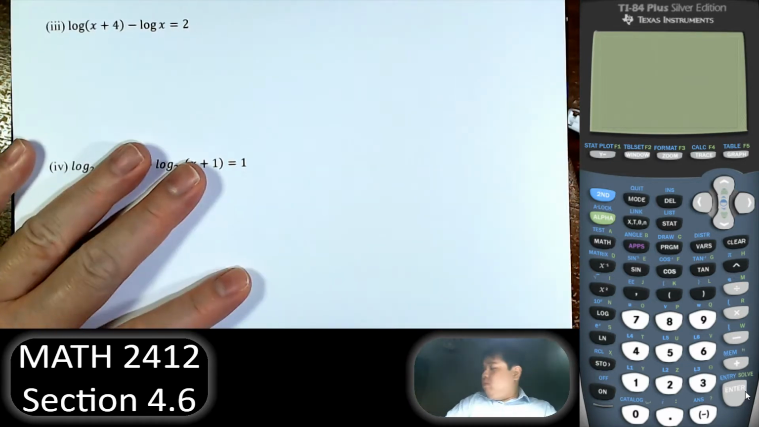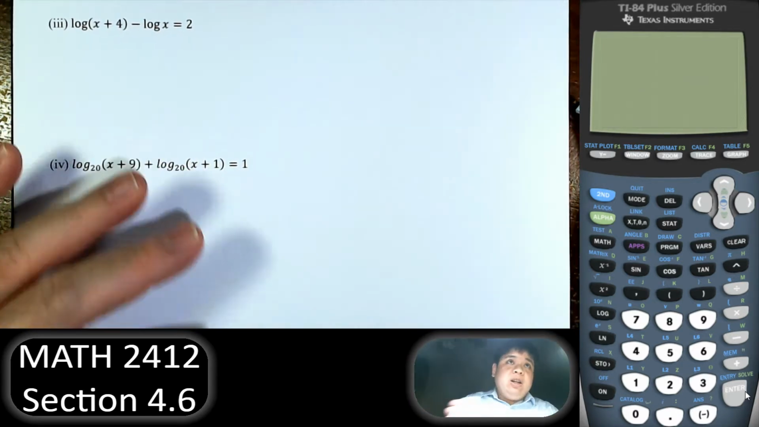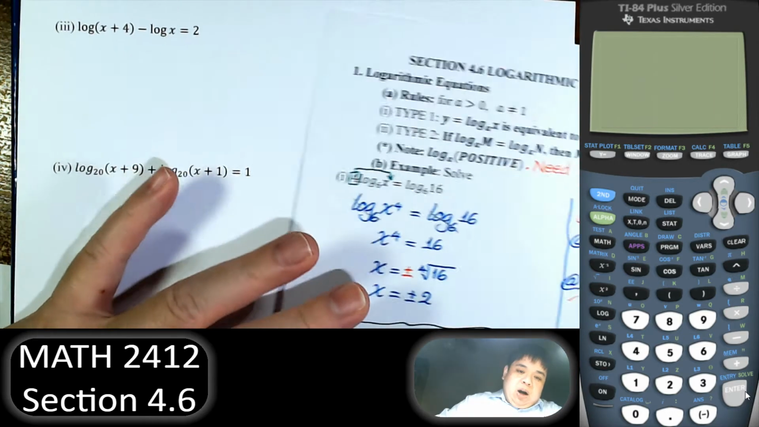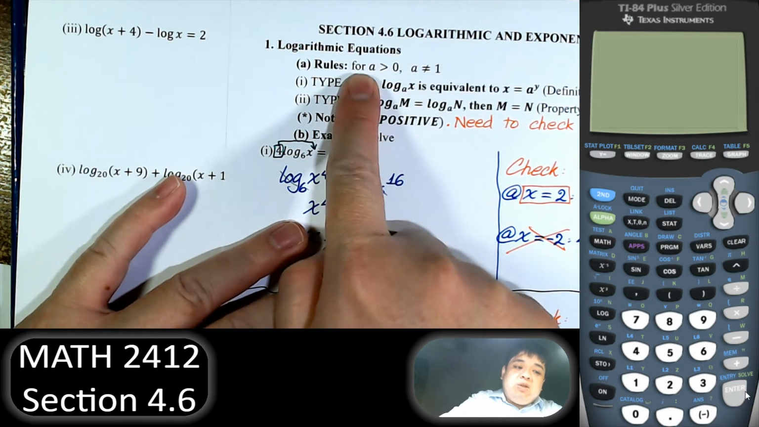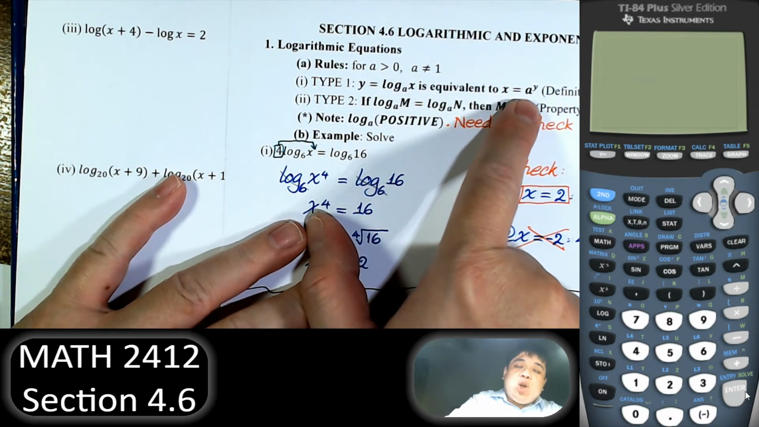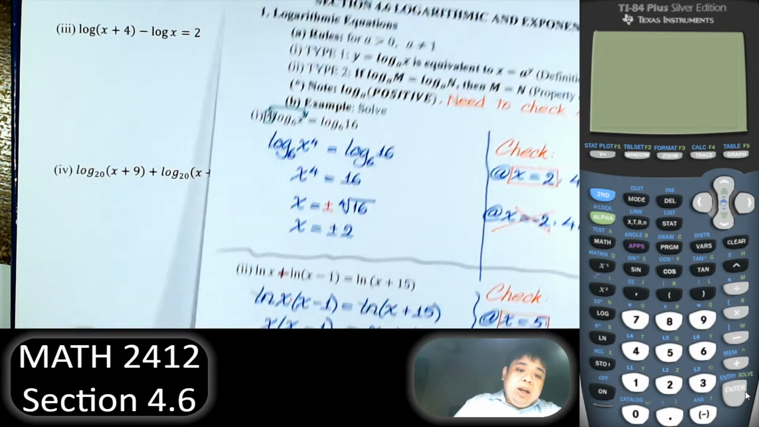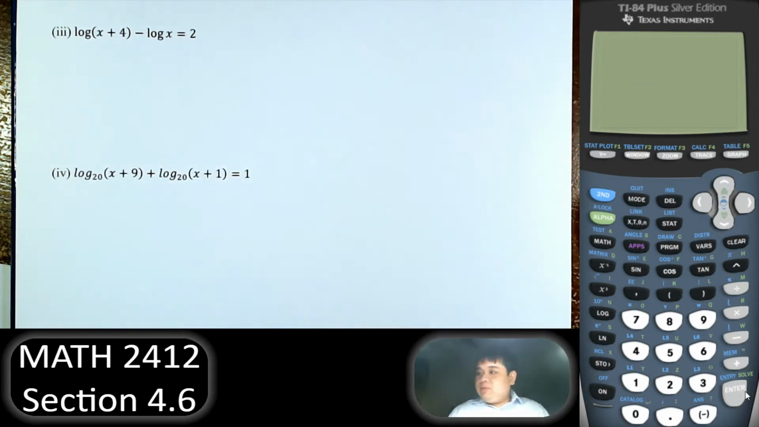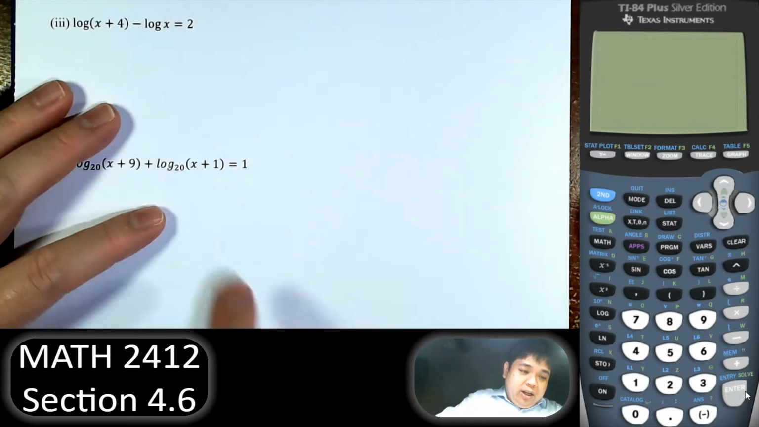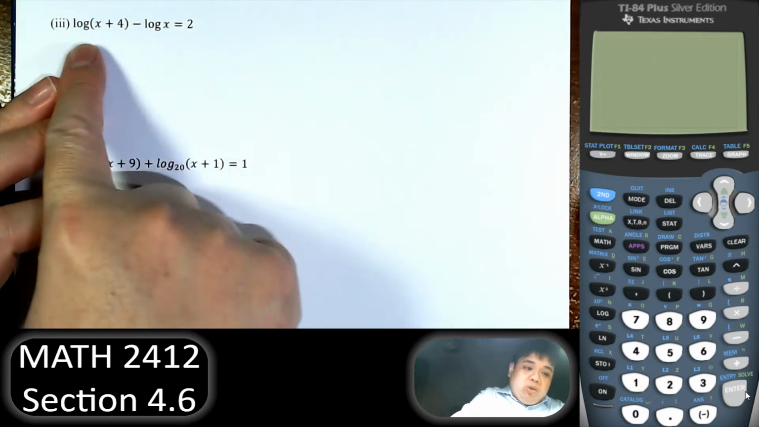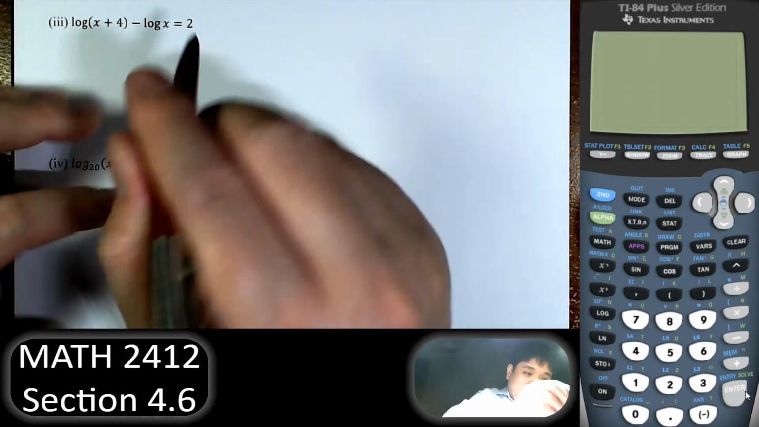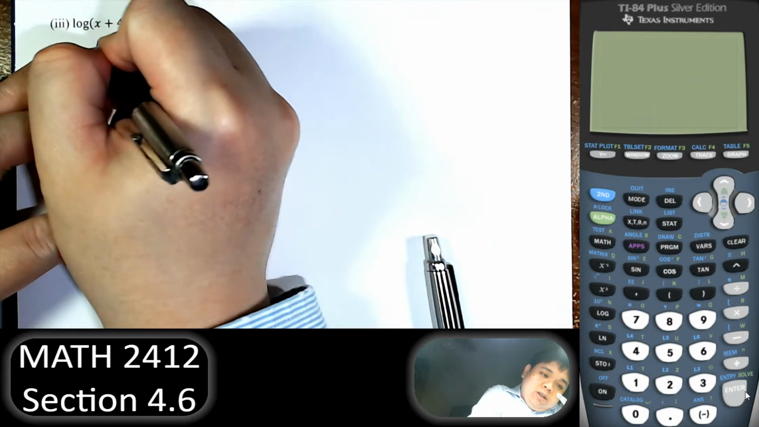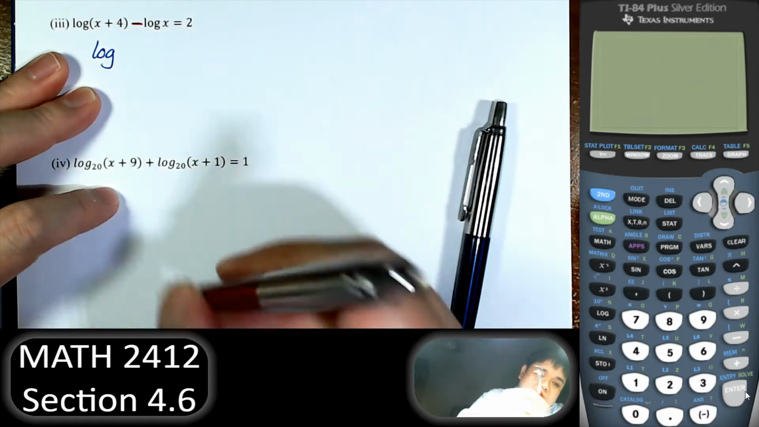Now, this is different than what we have earlier. This time we have a number by itself. So this is a different type. Type 1, where we have a number by itself, in which case we swap that back to exponential form. If we have all logs, try to get one log on each side, so it will cancel. Here we have a log and a number, so we need to combine the left hand side into one big log. That is a subtraction, so that will turn into a quotient.